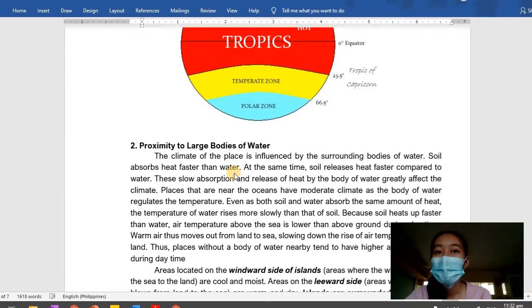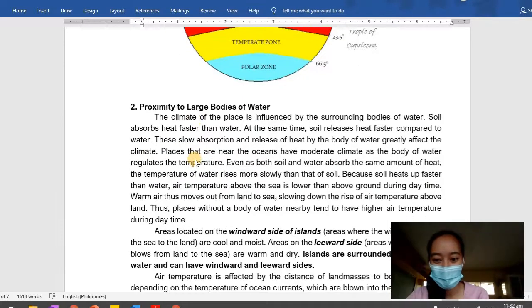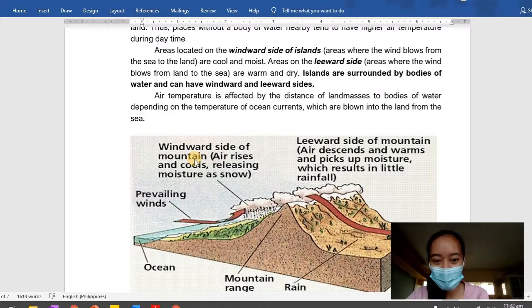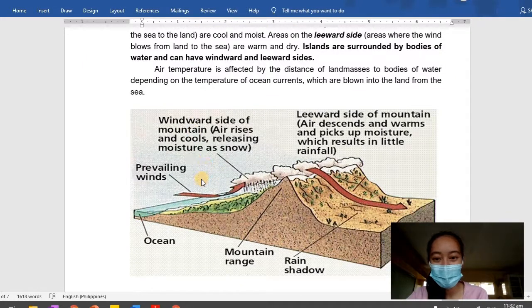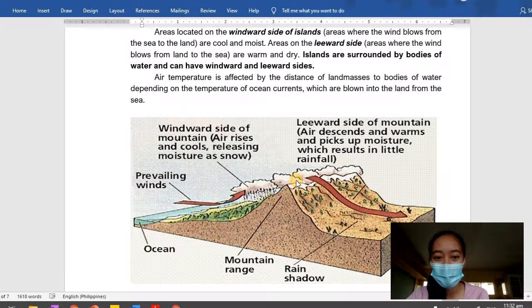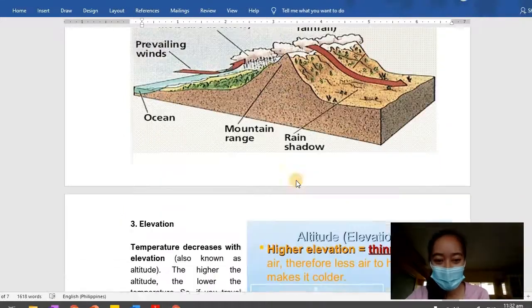The second factor, the presence of a large body of water. So kung duol siya body of water, naa siya mga effect na mahitabo, na maka-cause of changes also in the weather. So you just read this part.